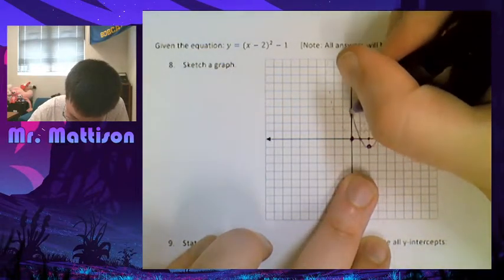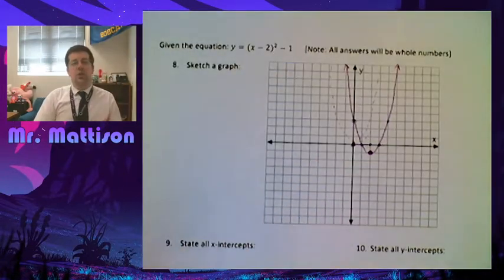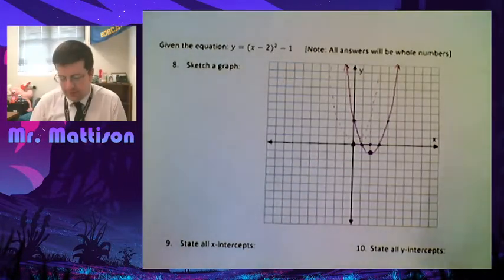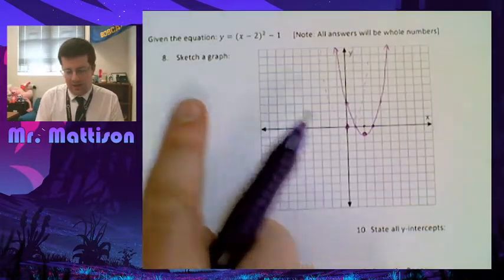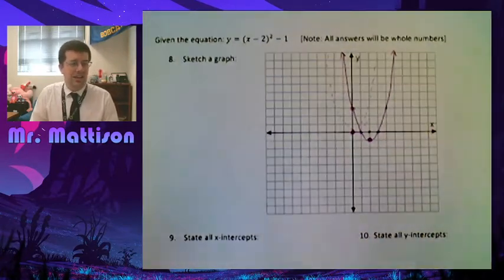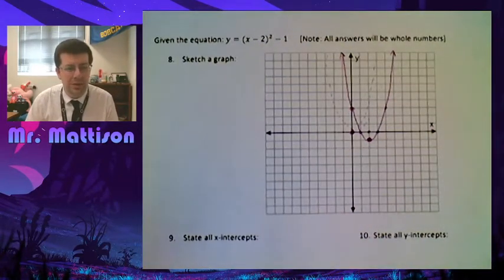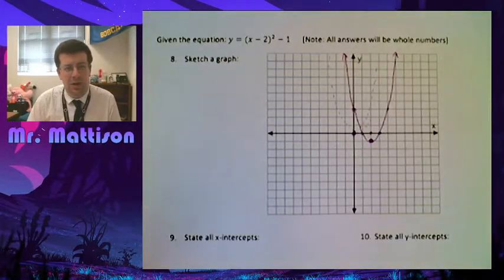If you're having trouble with those rules for the shifts, that's totally fine. What you can do is make a table, like make an XY chart, and then plug in points, and you should be able to see the graph. I guarantee that they're all going to be nice, pretty whole numbers. So feel free to do that if that makes you a little bit more comfortable.